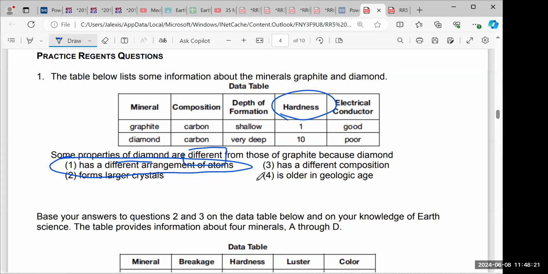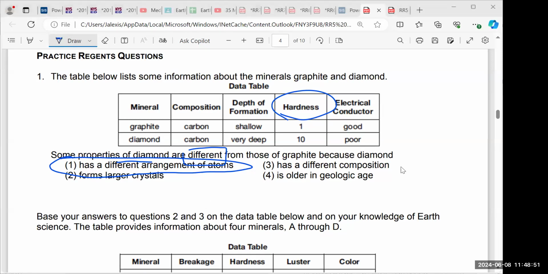All right. It can't be because they have a different composition, because here the composition is the same. The age does not play a role with some of those different properties, right? And the fact that the diamond forms larger crystals, that deals with the formation, where diamond is formed compared to graphite, not the reason why they have different properties. All right.